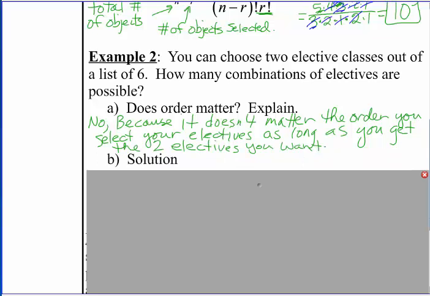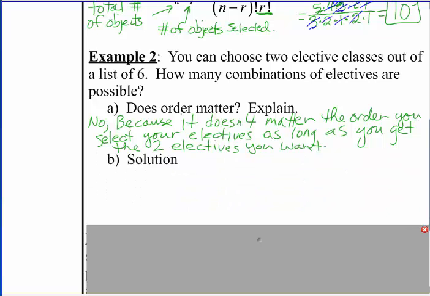So when you are explaining whether or not the order matters, make sure that you are giving context to the problems. What I mean by context is the fact that you're talking about the electives that you're choosing, how many of them you're choosing, and then adding in any extra piece that explains why the order in which they are selected does not matter. So you have to include some of that context, not just "it doesn't matter." You've got to explain why.